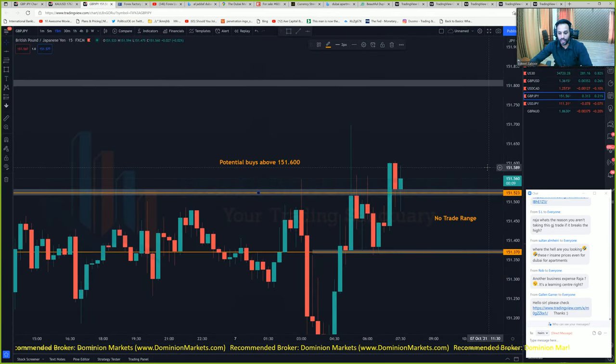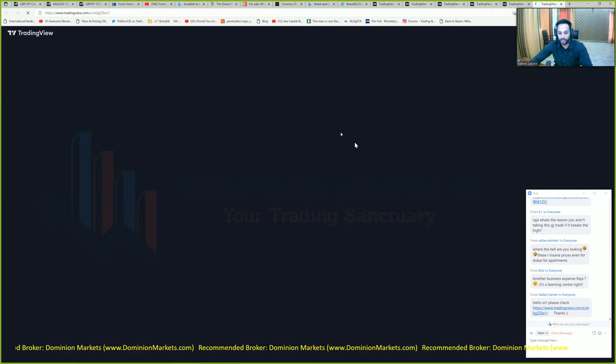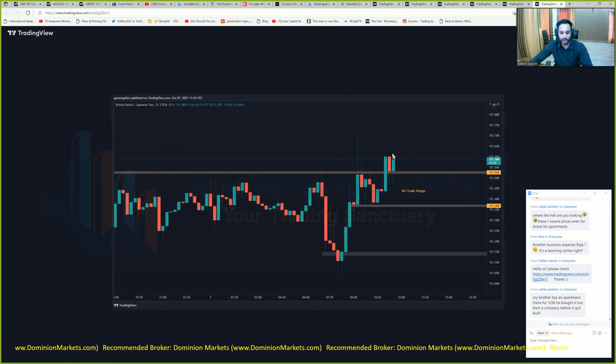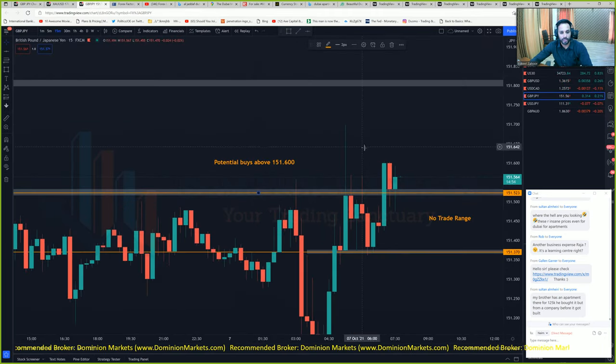Candle about to close in 10 seconds. Let's take a look at this chart here by Galen Garner. This is a no trade range. There's nothing on here either. Yeah. All right.